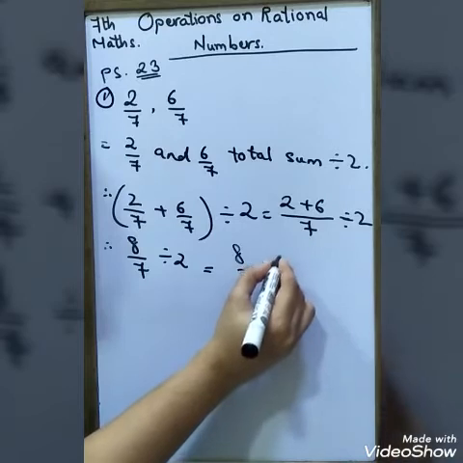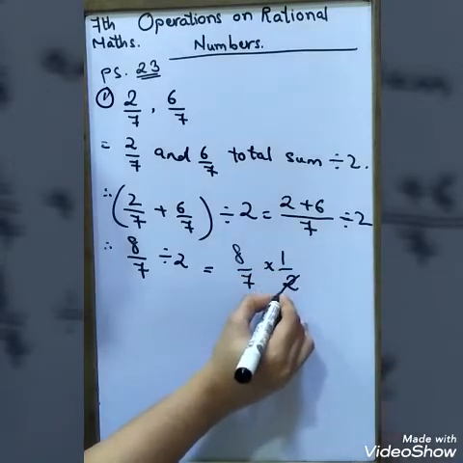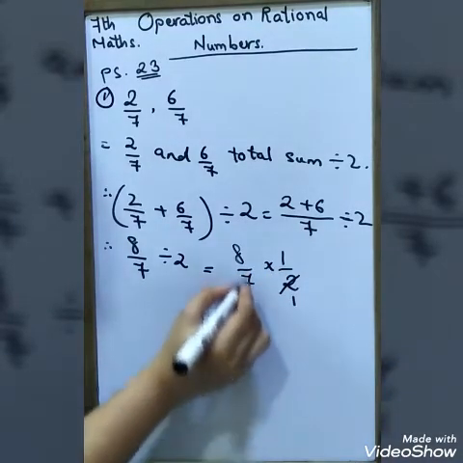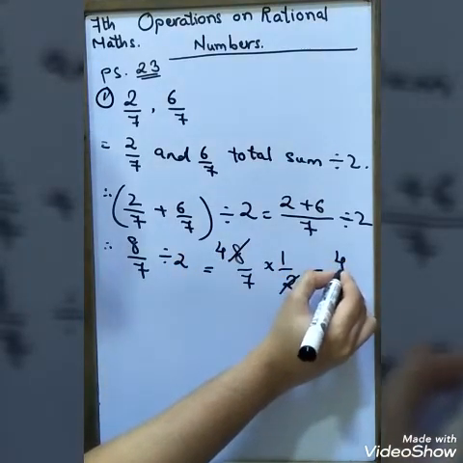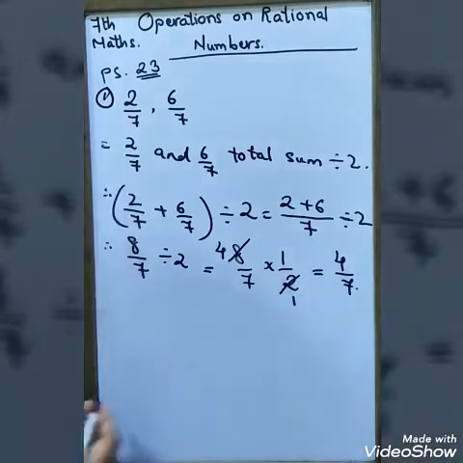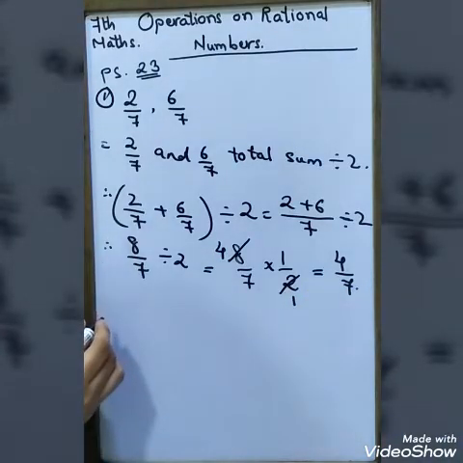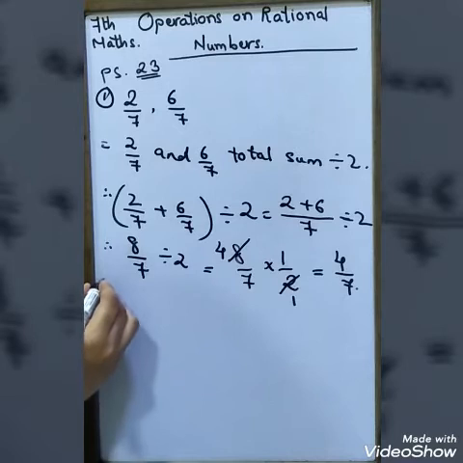8/7 into 1/2. So 2 1s are 2, 2 4s are 8. So that will be equal to 4/7. This is your first number. Now, in that way we will find the second number also.